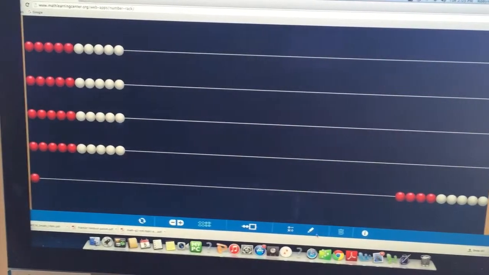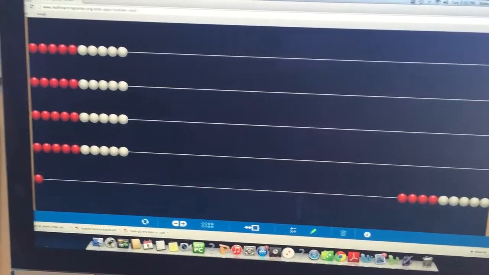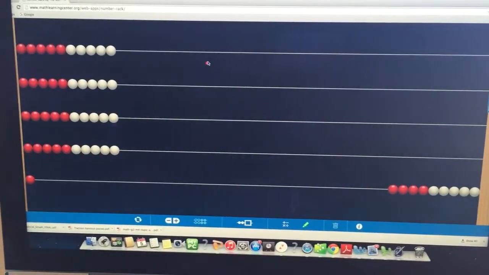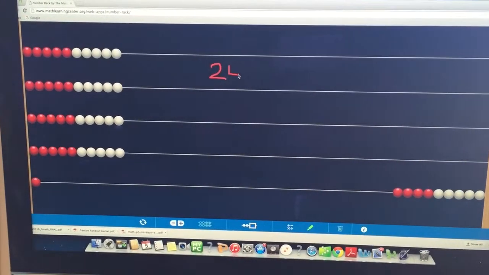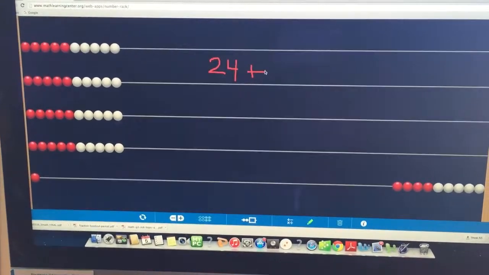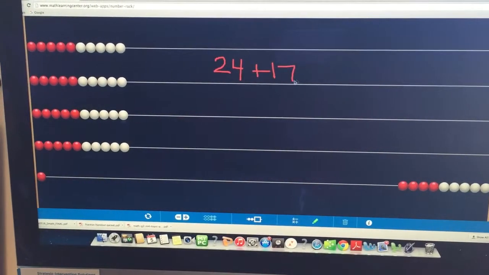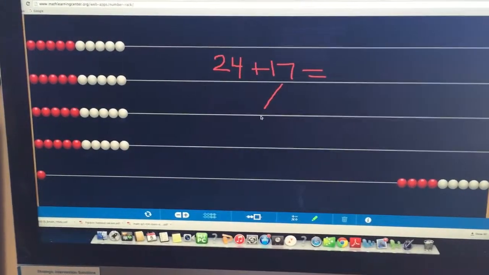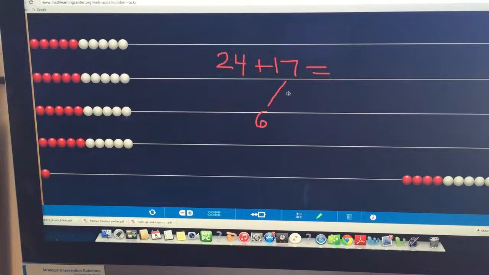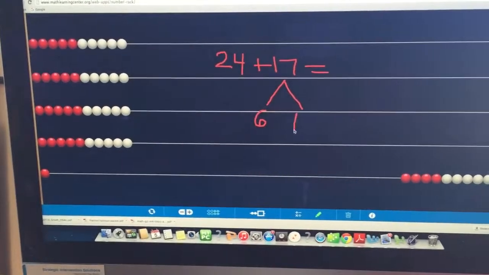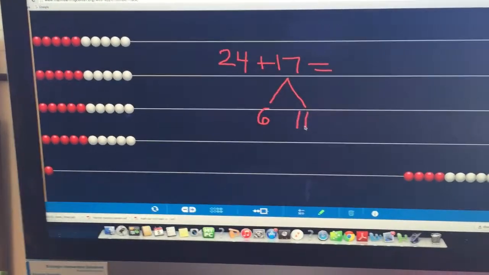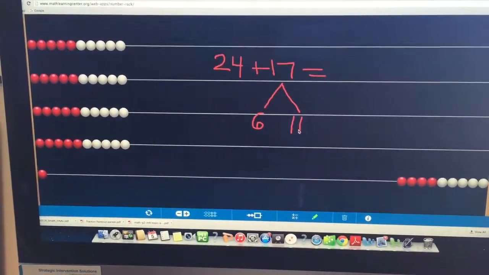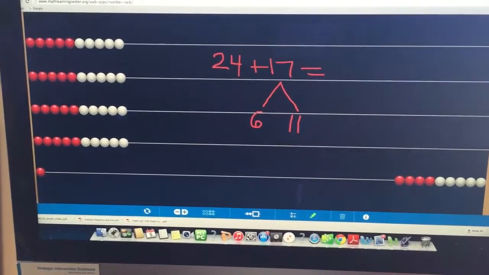If we wanted to take this problem and show how to do it abstractly, pictorially, we would first write the problem. So our problem was 24 plus 17. And the way we did it is we decomposed that 17 into 6 and 11. Sometimes people think a pictorial representation is drawing pictures like flowers, which is okay in kindergarten or the beginning of first grade, but we want kids to be able to describe their mathematical thinking.